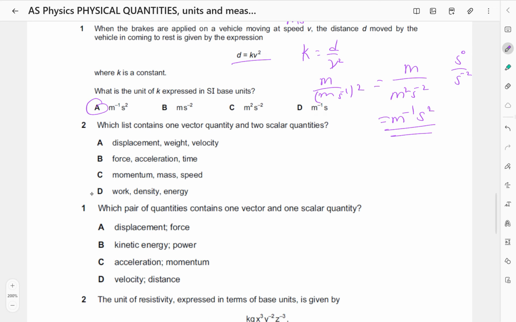Which list contains one vector and two scalar quantities? One vector. These ones are all vectors. There are two vectors, one scalar, which is wrong. One vector, two scalars. The answer is going to be C, because momentum is a vector, mass and speed are scalars. Work is a scalar, density is a scalar, energy is a scalar, so this is also out.